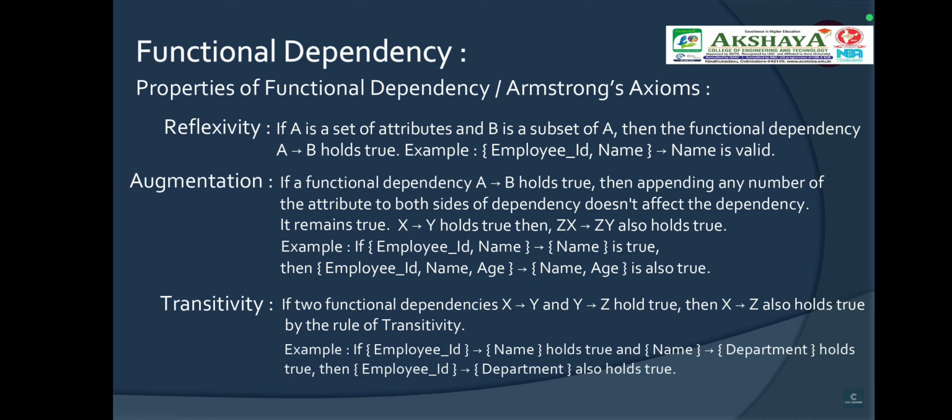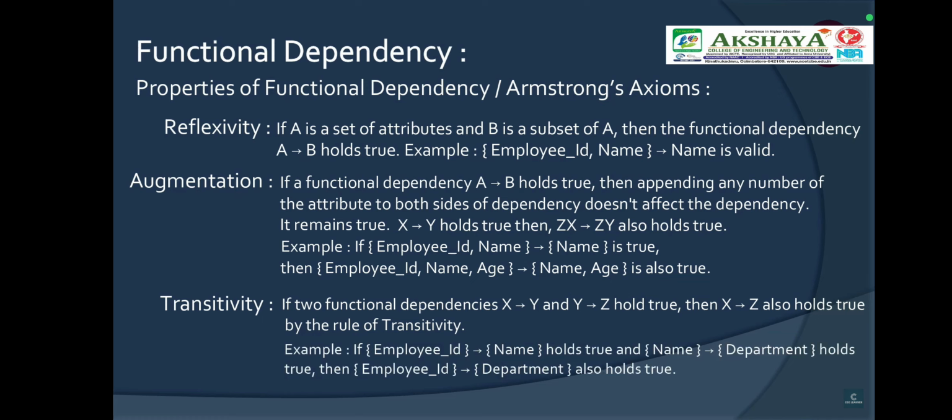The properties of functional dependencies are the Armstrong axioms. It is divided into three different kinds of properties. First one is reflexivity. If A is a set of attributes and B is a subset of A, then the functional dependency A → B holds true. Example, employee ID and name → name is valid.